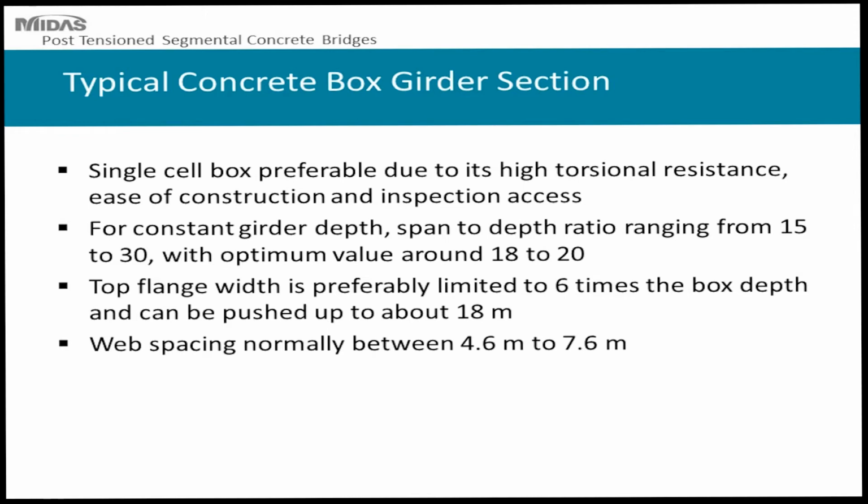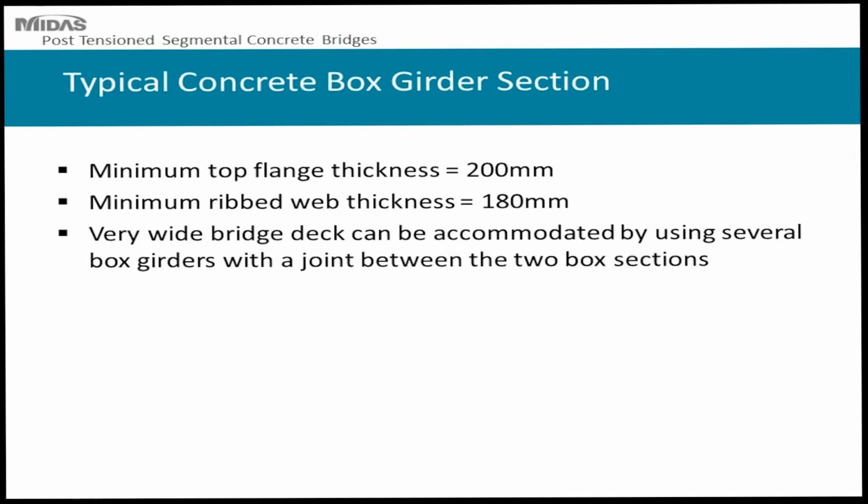Your web spacing is typically maintained about 4.6 meters to 7.6 meters. Top flange thickness is about 200 mm, and your minimum web thickness is 180 mm. If you have a very wide bridge deck, this is usually accommodated by linking several large box girders together by putting a closure pour or a closure joint between the box girders.